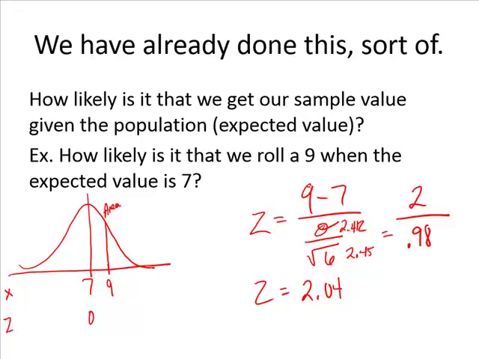That gives us a z-score. So I just did the math, right? Square root of 6 is 2.45. Divide the standard deviation by the square root of n. Gives me 0.98. The numerator is 2, because 9 minus 7 is 2. It's the difference, divided by 0.98. Z equals 2.04. Now what do I do?